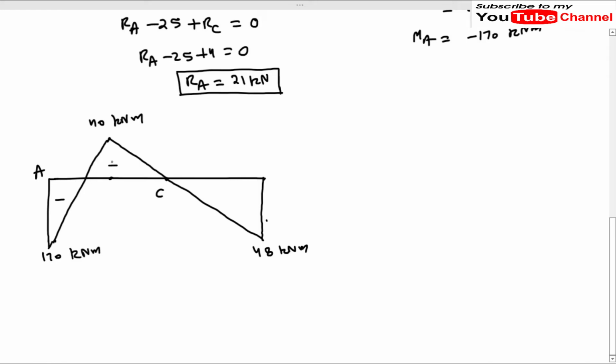This is negative, this is positive, and this is also negative. A, B, C, and D. So this is our M diagram. M diagram means bending moment diagram.